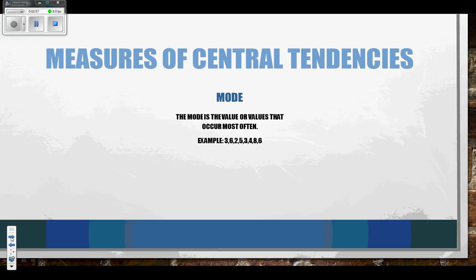The last measure of central tendency we're going to talk about is called a mode. The mode is the value or values that occur most often. Now, let's say, for example, I have a data set that has one of each number in the set. If that occurs, which means each number only occurs one time, none of them duplicate, then that means I have no mode. So if every number is only written once, you do not have a mode.